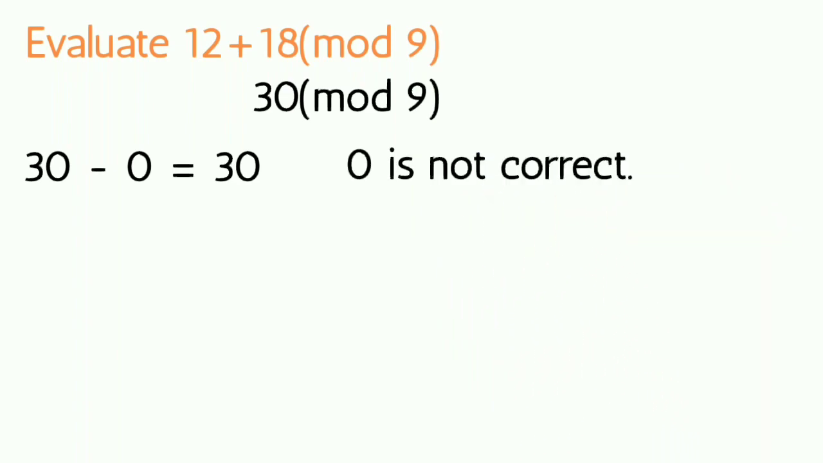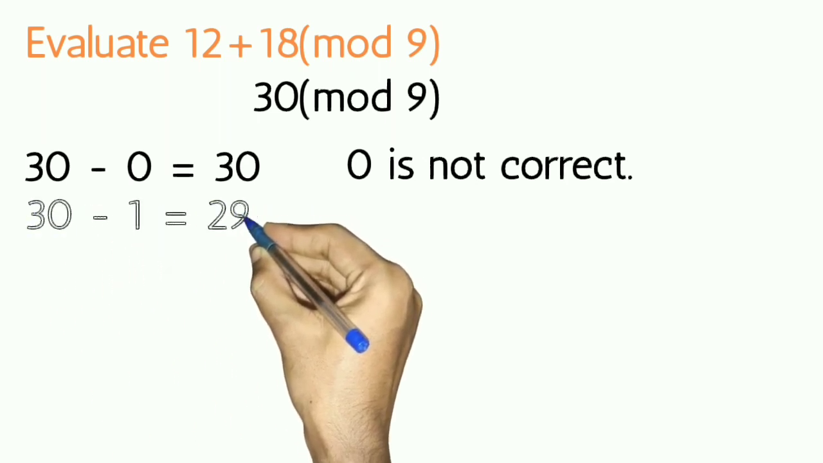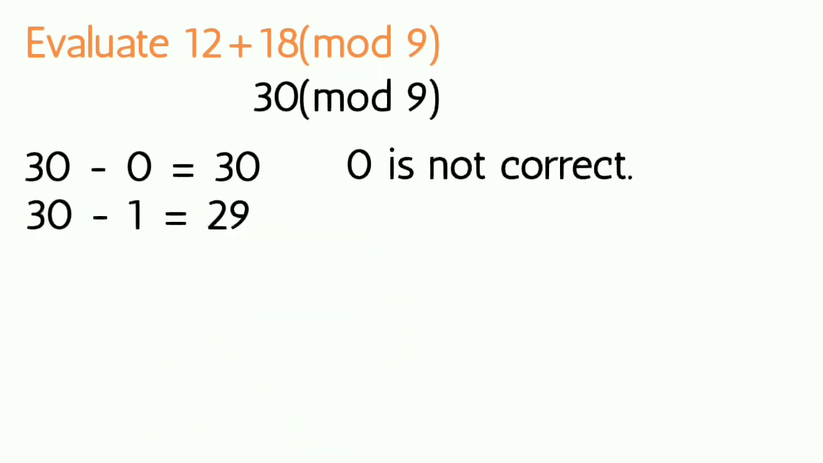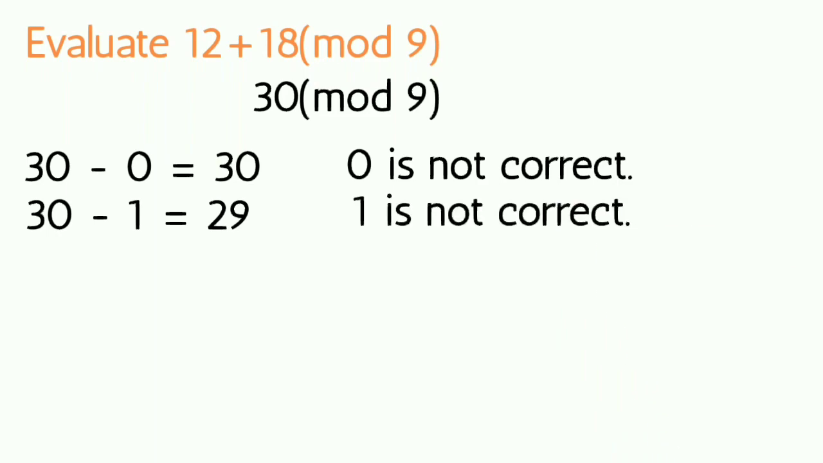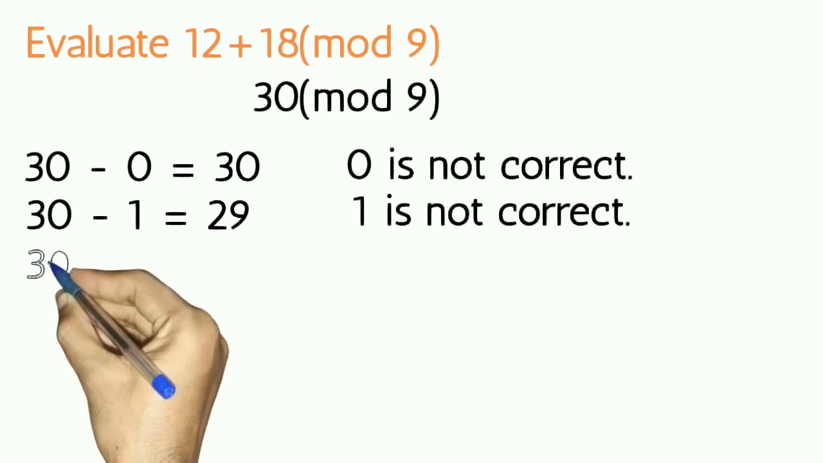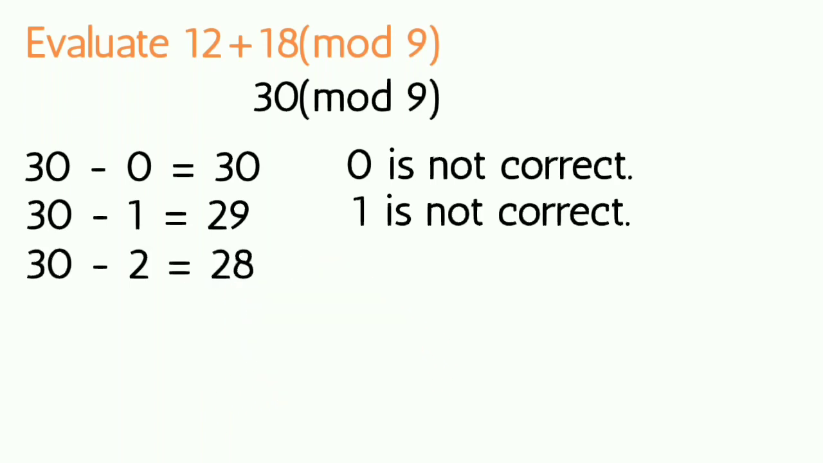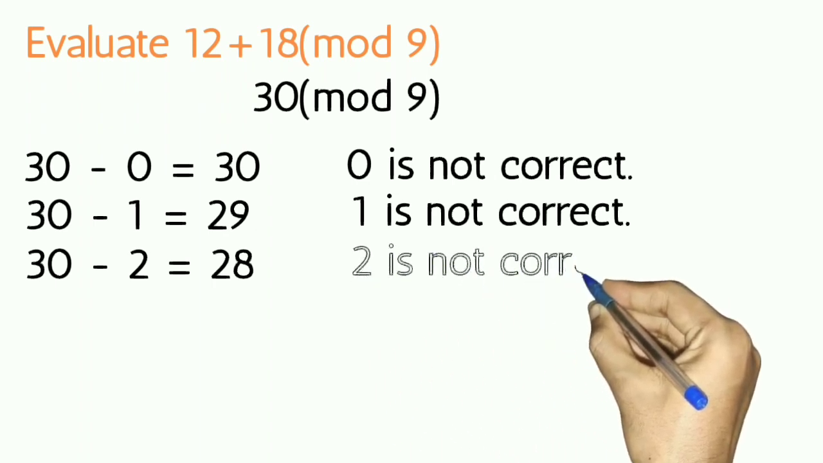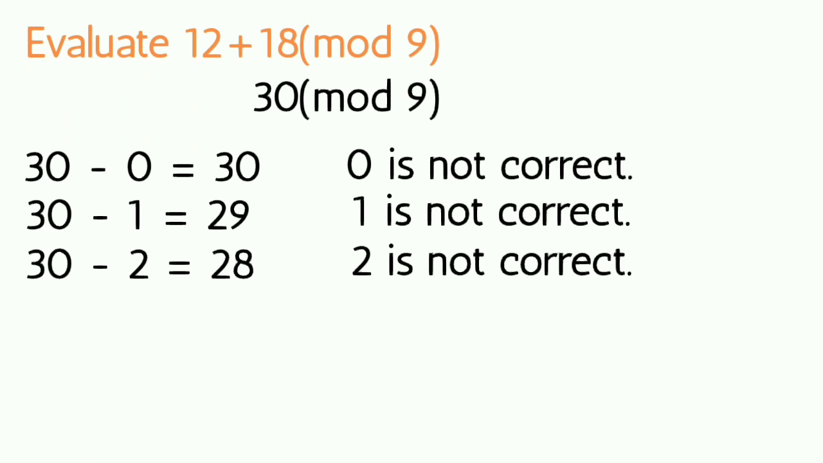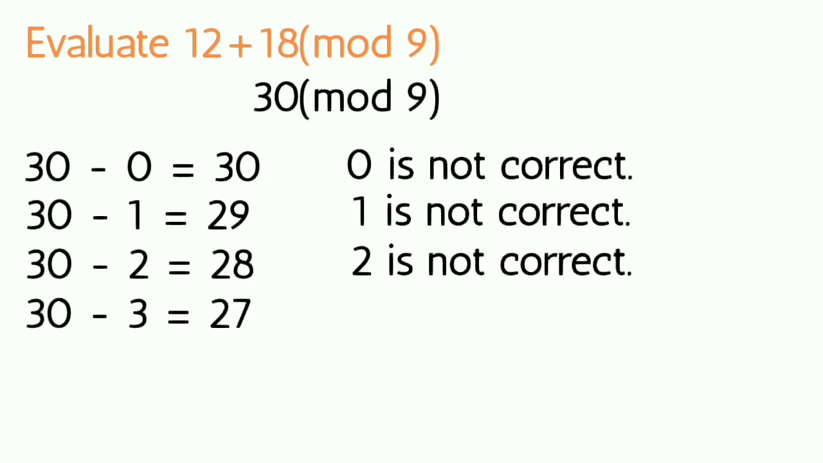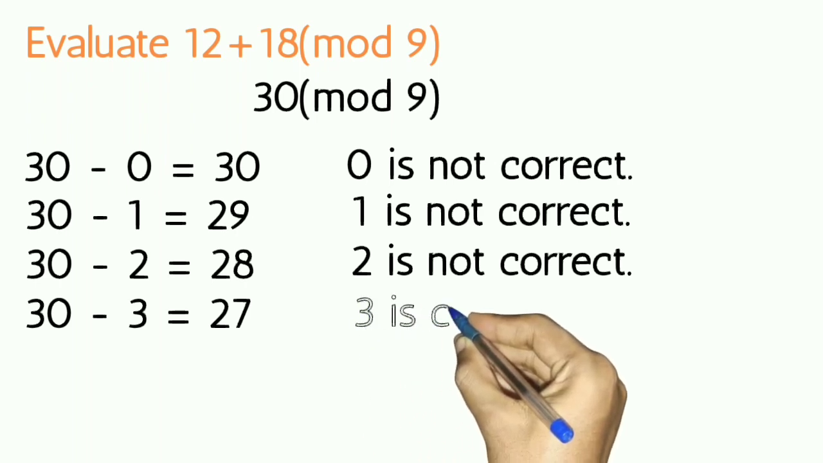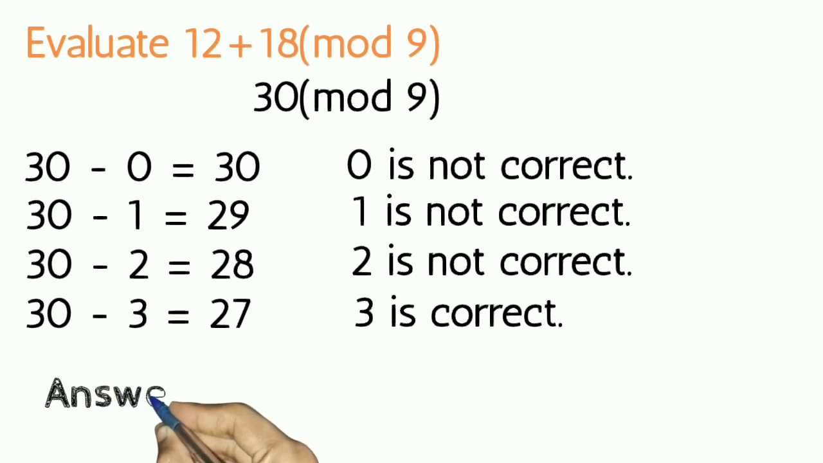Let's try 1. 30 minus 1 is equal to 29. 29 is not divisible by 9. So 1 is not the answer. Next, let's try 2. 30 minus 2 is equal to 28. 28 is not divisible by 9, so 2 is not the answer. How about 3? 30 minus 3 is 27, and 27 is divisible by 9. Since 27 is divisible by 9, the answer is 3.